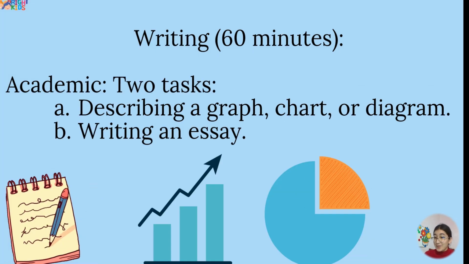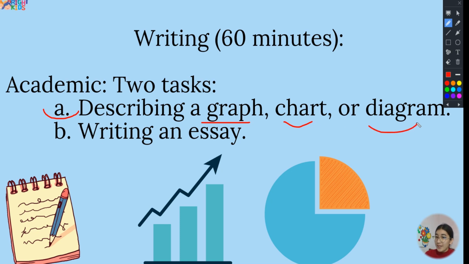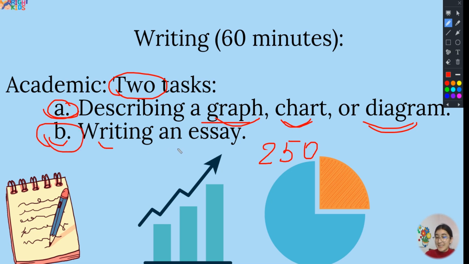And the next one is writing. You will have 2 tasks. The first task, you have to describe a graph, chart, or diagram. The second task, you have to write an essay of about 250 words. So again, in writing you will have 2 tasks. Task 1, describing a graph, chart, or diagram. Task 2, writing an essay.